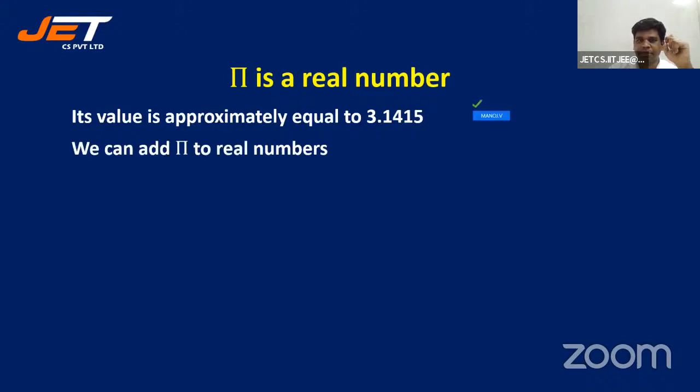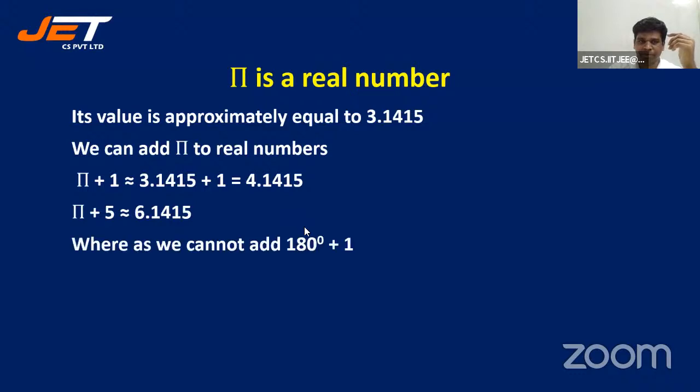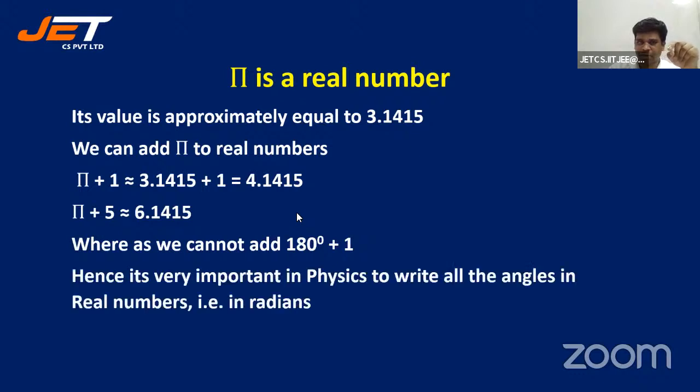We can add pi to real numbers like this. Let's say pi plus 1 is 3.14 plus 1, which gives 4.1415. Pi plus 5 gives you 6.1415. Whereas I cannot add 180 degrees and 1. 1 is a real number, but in the 180 degrees system, I cannot add 180 degrees to 1. Hence, it is important that we understand angles in terms of real numbers, that is radians, in physics. So we are going to deal with radians. Of course, we'll have degrees as well. We will not forget degrees, but we are going to deal with radians in specific.